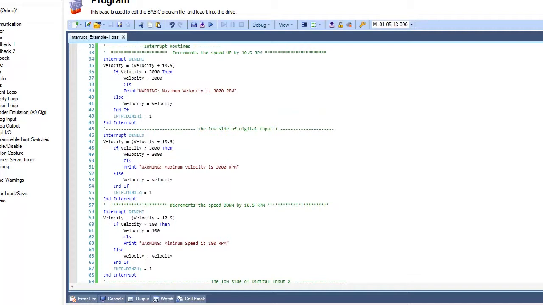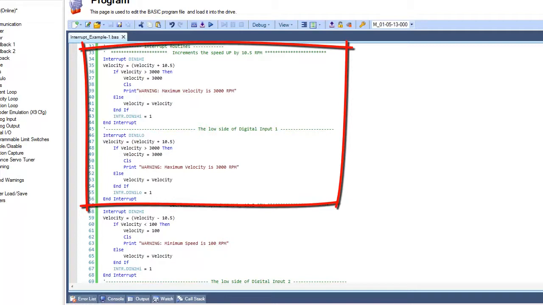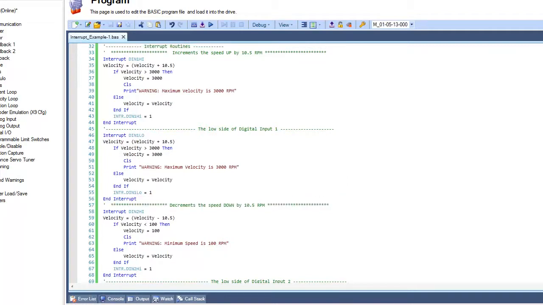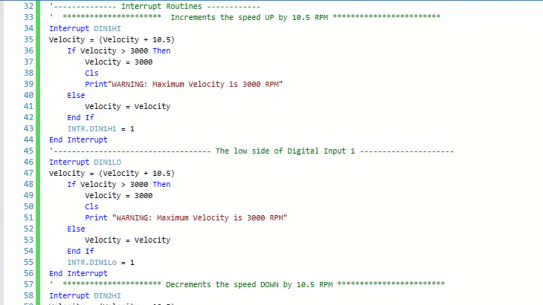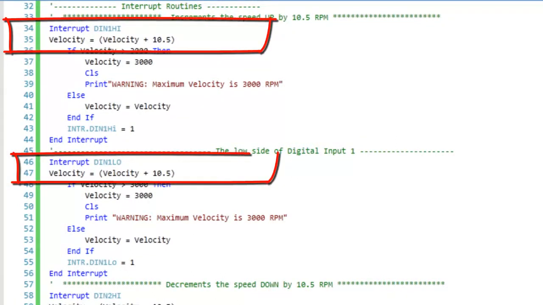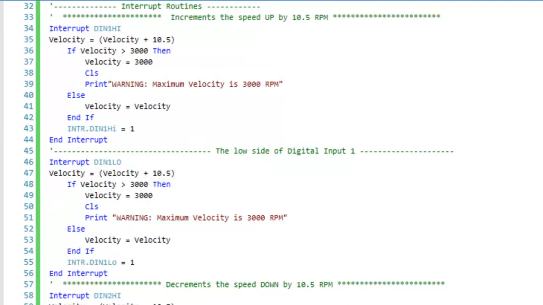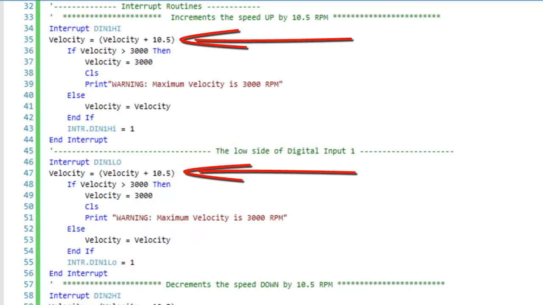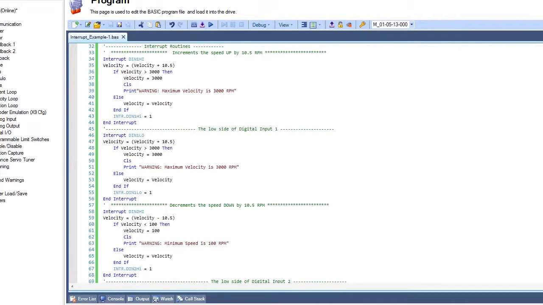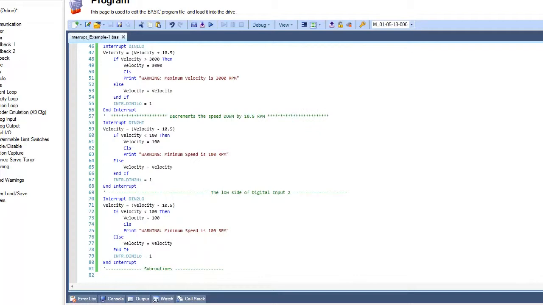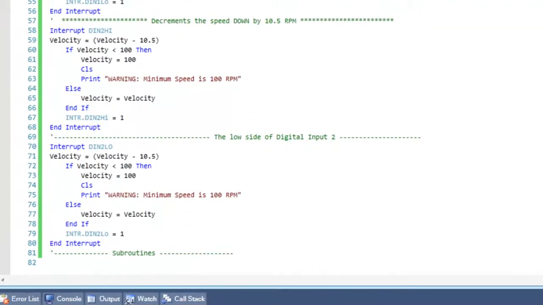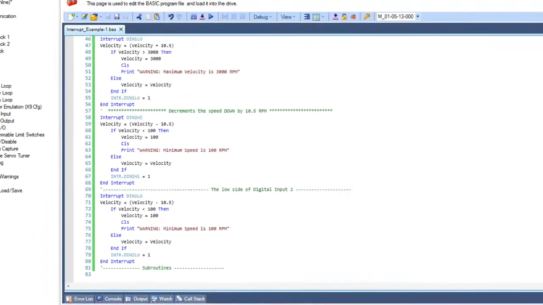In the interrupt routine section of the programming environment, we can see two separate outlined areas. Each includes two interrupt statements. The first two interrupt statements determine that when either the high or the low position of the digital input 1 switch is activated, the velocity will increase by 10.5 RPMs with a limit at 3,000 RPMs. The second interrupt statement establishes a decrease in velocity by 10.5 RPMs to a limit of 100 RPMs when neither the high or low position of the digital input switch 2 is activated.